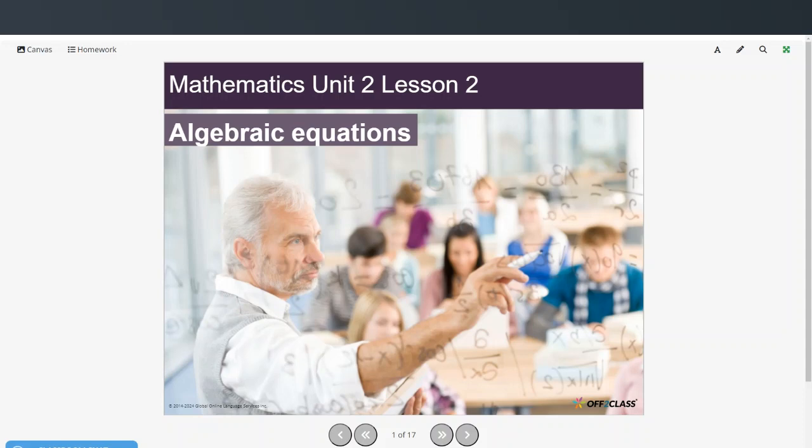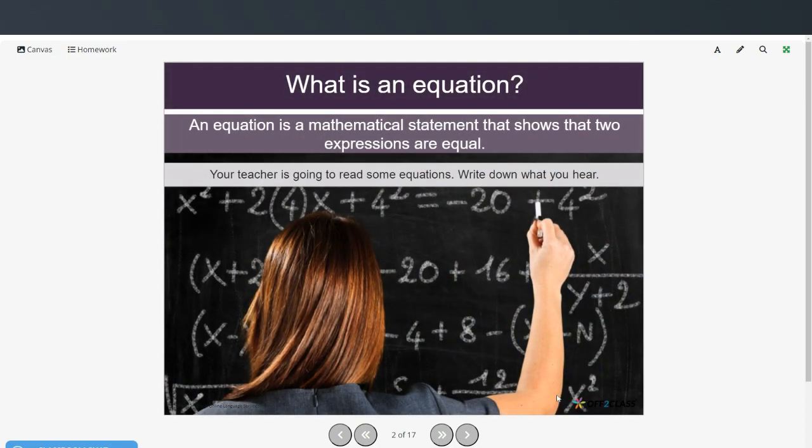This is a B1 level mathematics lesson and today we're going to talk about algebraic equations. So what is an equation? An equation is a mathematical statement that shows two expressions are equal. And I'm going to read you some equations and I want you to write down what you hear.